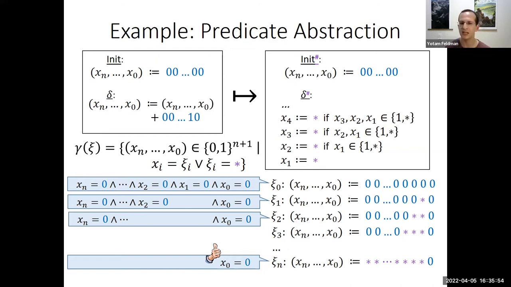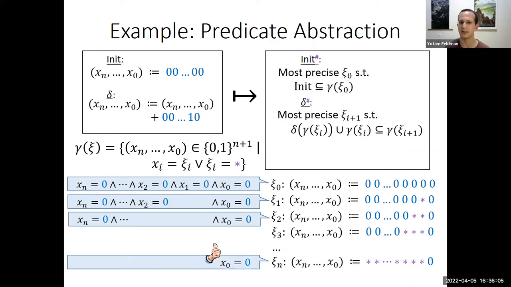And what abstract interpretation gives us is a method, many methods, but at least the basic version gives us a method for constructing such abstract programs. The idea here is that the set of initial states of the abstract program is taken to be the most precise abstract element whose concretization includes all the initial states. And in each step, the next abstract state of the abstract program is taken to be the most precise element whose concretization includes both the concretization of the previous abstract element, what we started from, and also the concrete post image, the states that are exactly reachable in one step from what we got in the previous iteration of the abstract program. So this is what happens here.